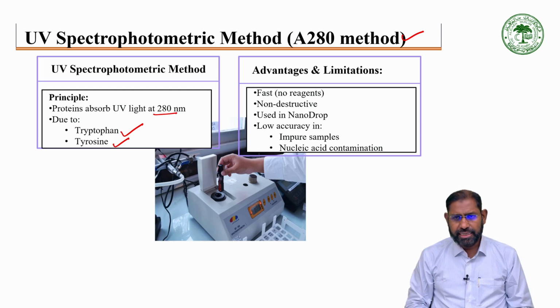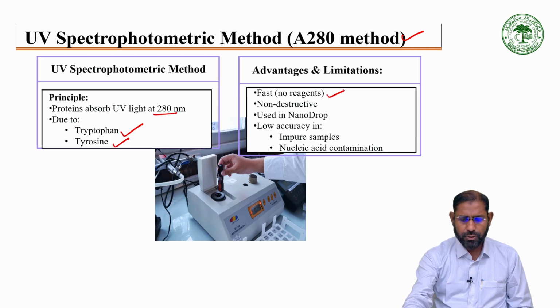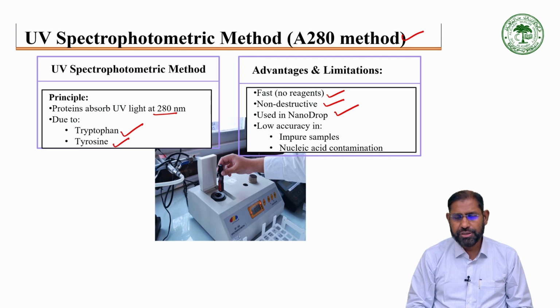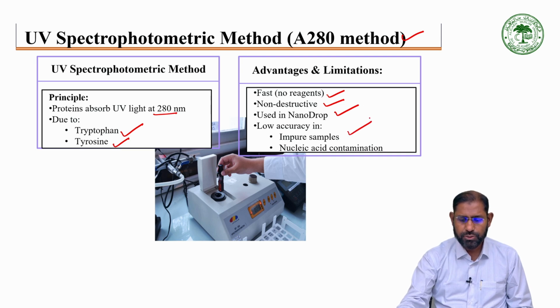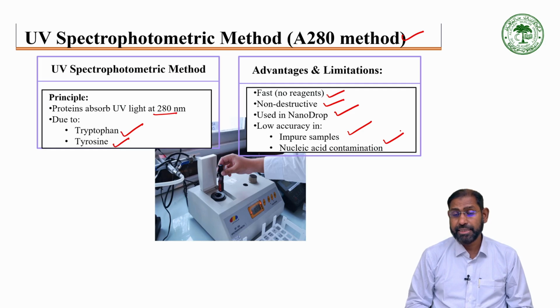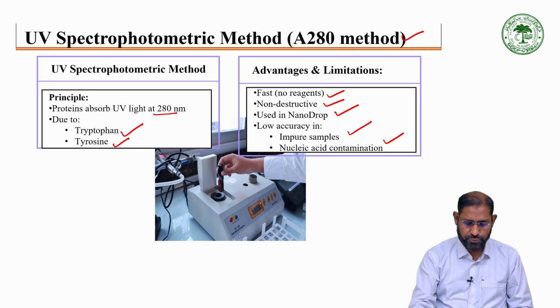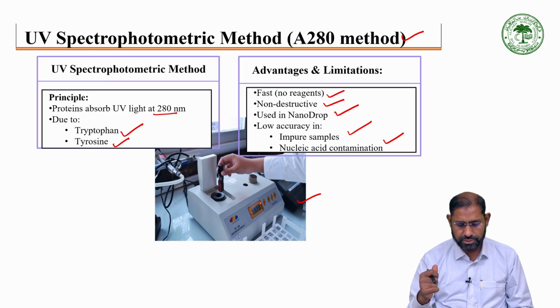The advantage is that it's very fast, no reagent is required, and it's also non-destructive, and we can even use a NanoDrop. But it has very low accuracy in the case of impure proteins and nucleic acid contamination. That is a limitation of UV spectrophotometry for protein quantification. This is spectrophotometry; we measure the protein quantification, we do the quantification to measure protein concentrations.